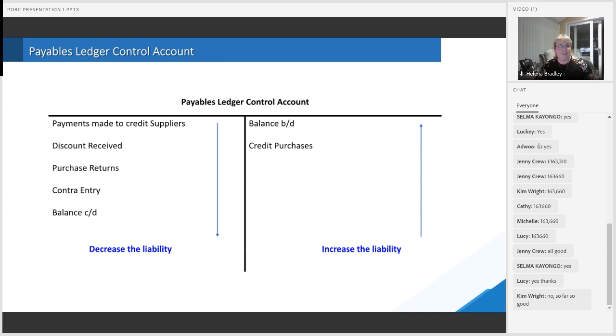I would also stress, guys, that the message from this is not to go away and learn these lists. It's to understand what the control account is trying to achieve, because if we do that, the transactions will just naturally fall into place.